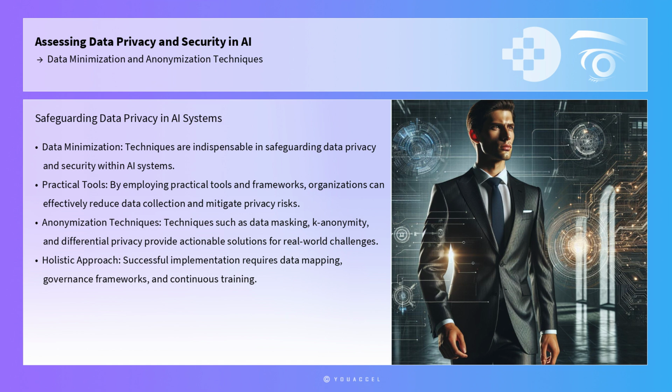In conclusion, data minimization and anonymization techniques are indispensable in safeguarding data privacy and security within AI systems. By employing practical tools and frameworks, organizations can effectively reduce data collection, mitigate privacy risks, and maintain compliance with regulations like the GDPR. Techniques such as data masking, k-anonymity, and differential privacy provide actionable solutions for real-world challenges, allowing companies to balance data utility with privacy.